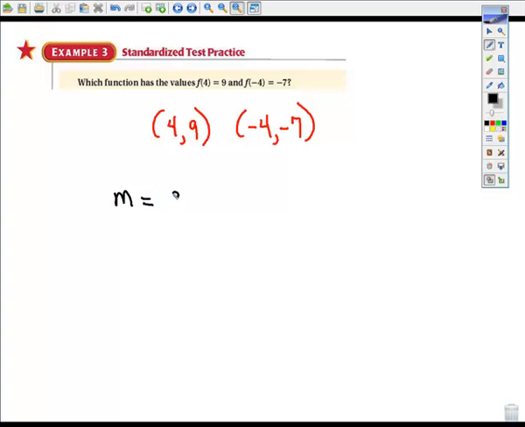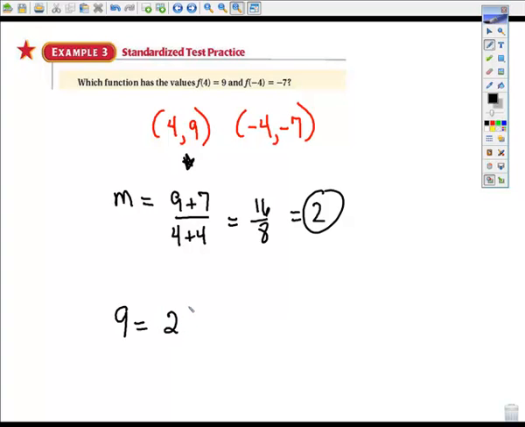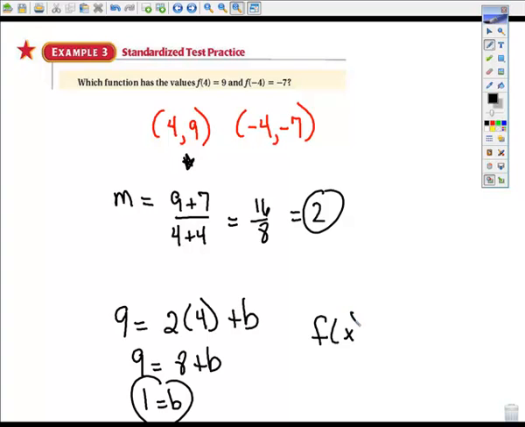So my slope is 9 subtract -7, so I'll make it 9 plus 7. 4 subtract -4 is 4 plus 4. So this gives me 16 over 8, or a slope of 2. Again, I'll just pick the first point just because it's first. So y is 9, m is 2, x is 4 plus b. 9 equals 8 plus b. Subtract 8 and you get 1 for your y-intercept. So the function f of x equals 2x, there's my slope, the 2, plus 1.